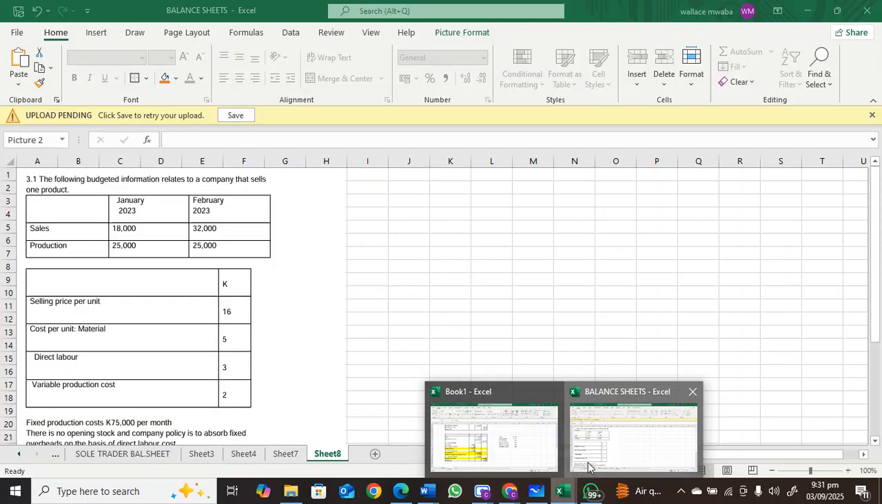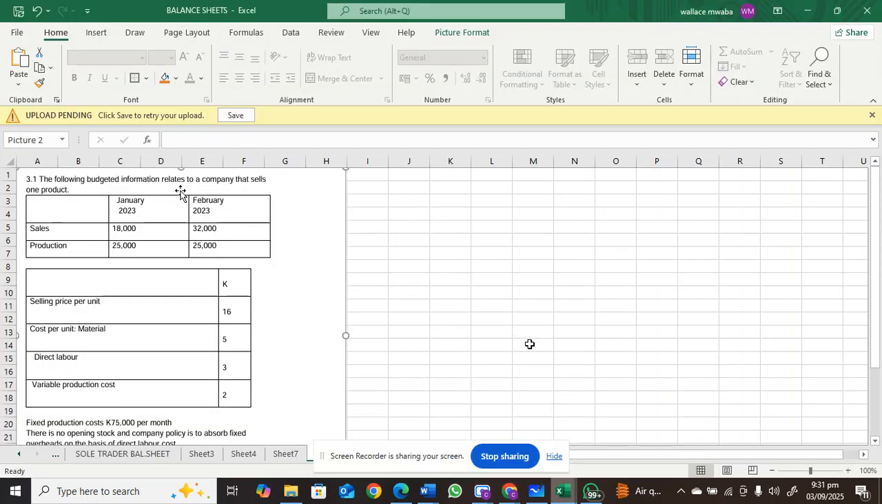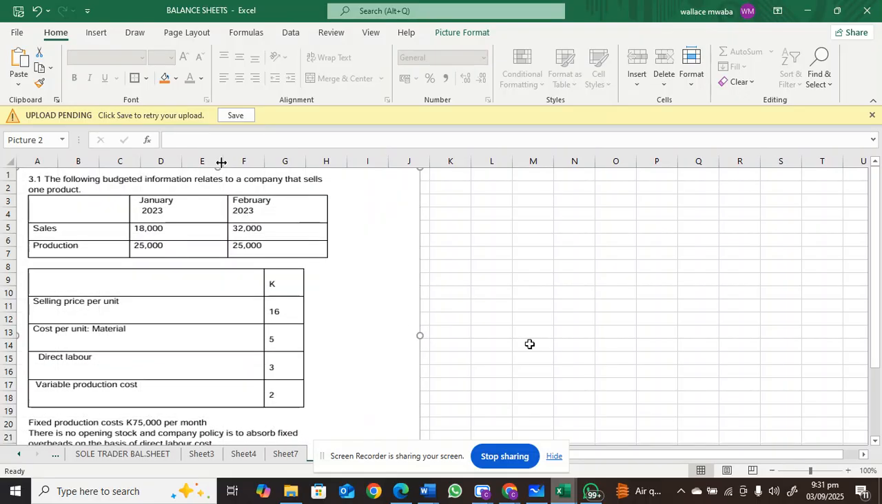All right, so we've got this question here. The following information relates to a company that sells one product. In January and February, we are given the number of units that are sold and also the number of units that are produced. We've also been given this information: selling price per unit 16 kwacha, cost per unit material 5 kwacha, direct labor 3 kwacha, variable production cost 2 kwacha.